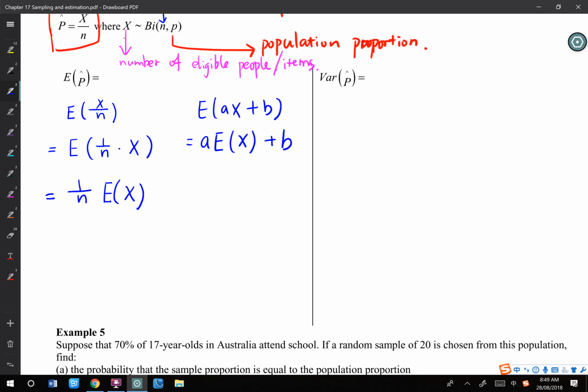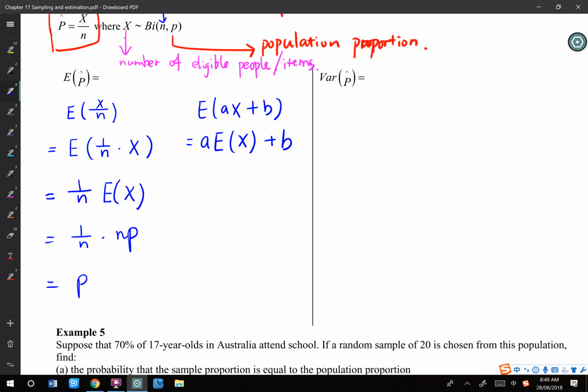Remember x is a binomial distribution. The two parameters are n comma p. What's expected x? np, that's right. Because x is binomial with n and p, expected x is just np, and what we have is just p. Expected p hat, do you understand? That should make sense. That should be correct. It's what you expect your sample proportion to equal.